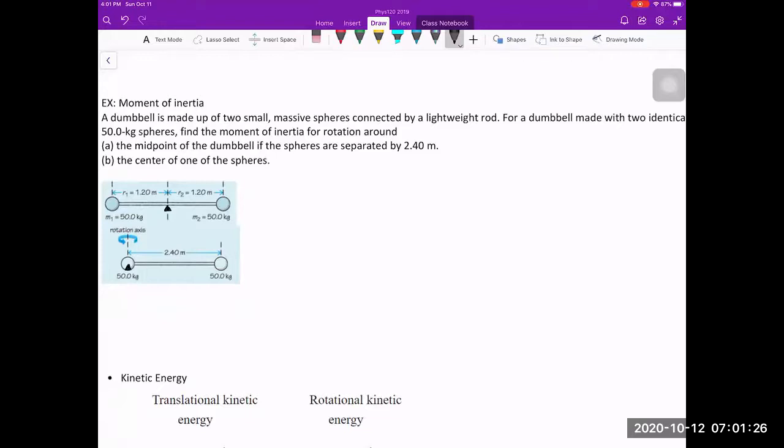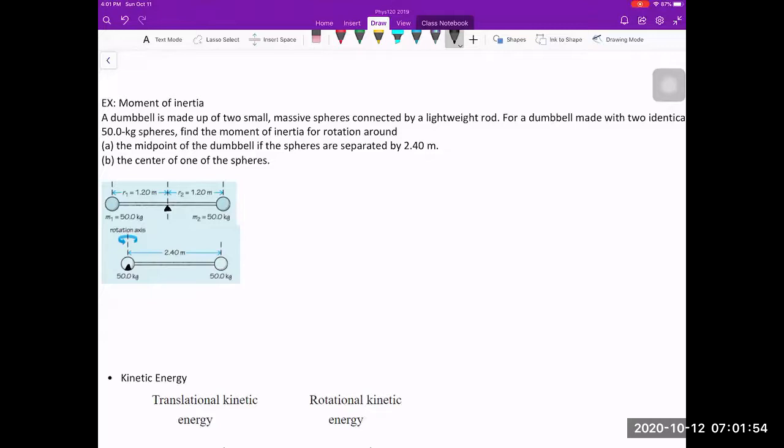Okay, so one is rotating about the center. The other one is rotating about one of the dumbbells. And we want to find what the inertia is. Let's look at the first one. The axis is at the center, so the distance for each one of them is just half of the 2.4, which is 1.2.